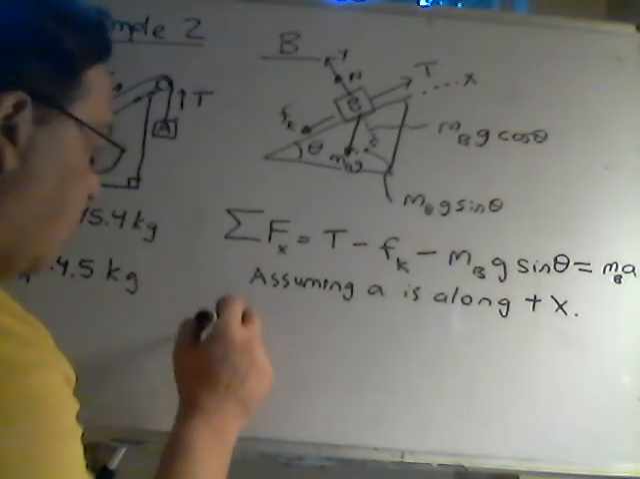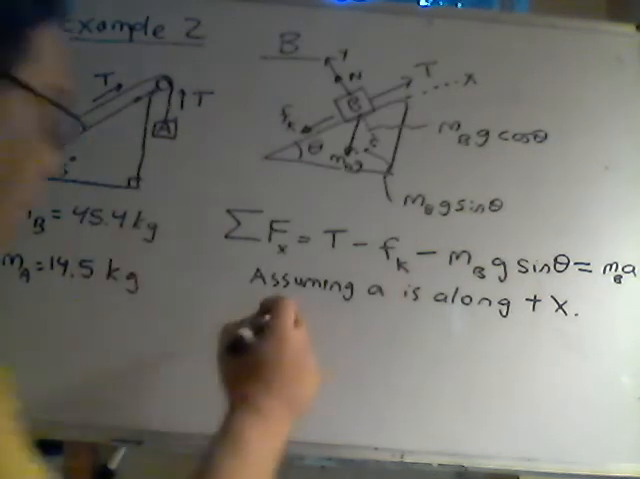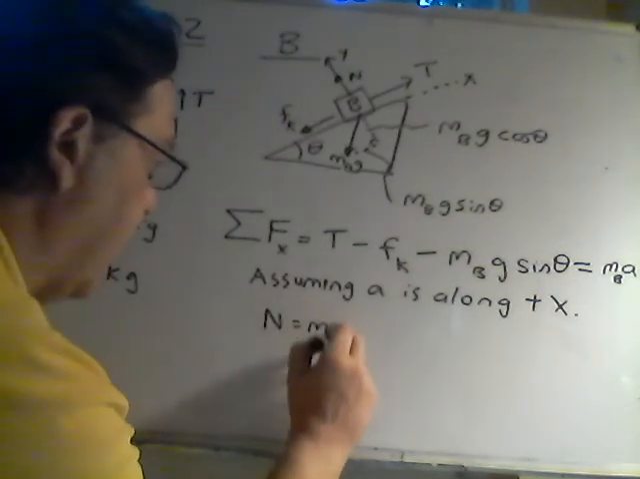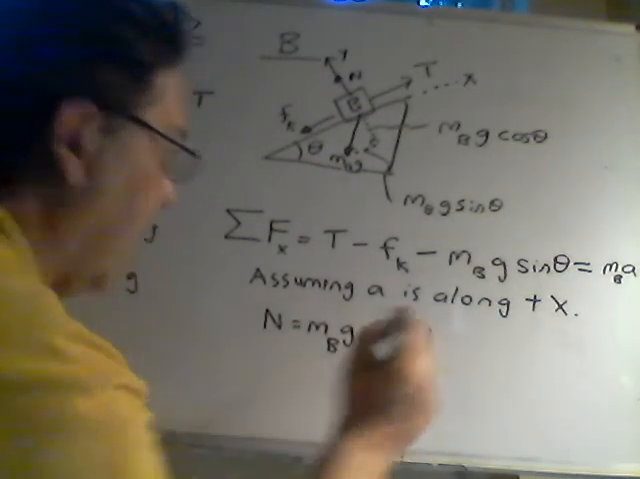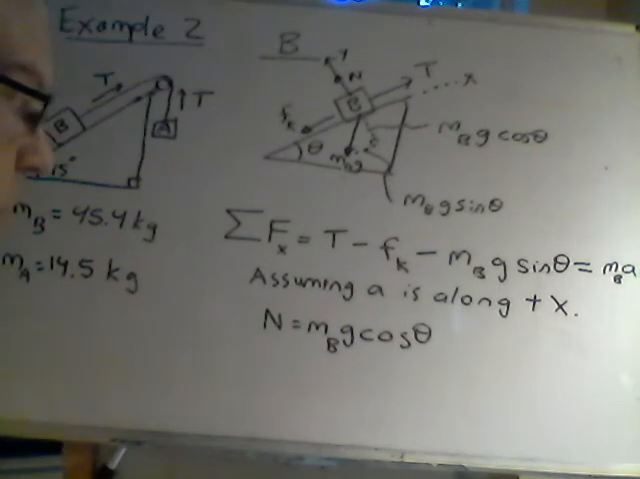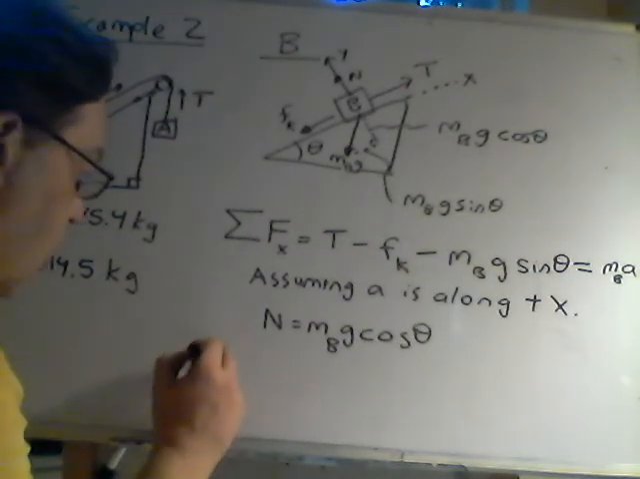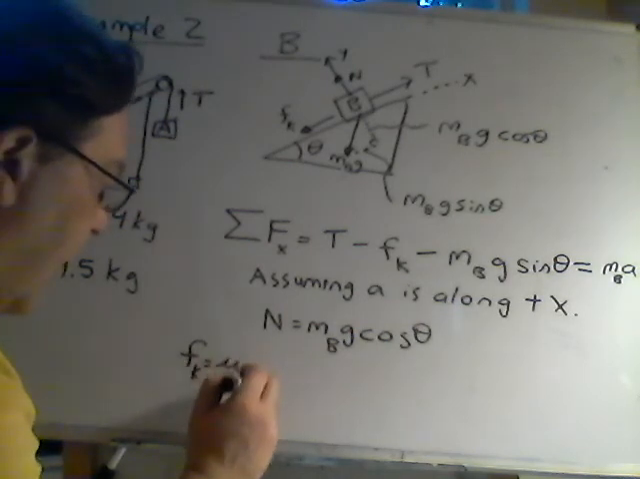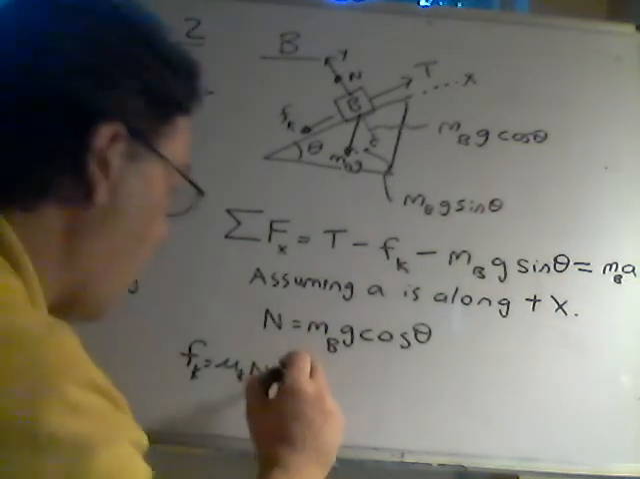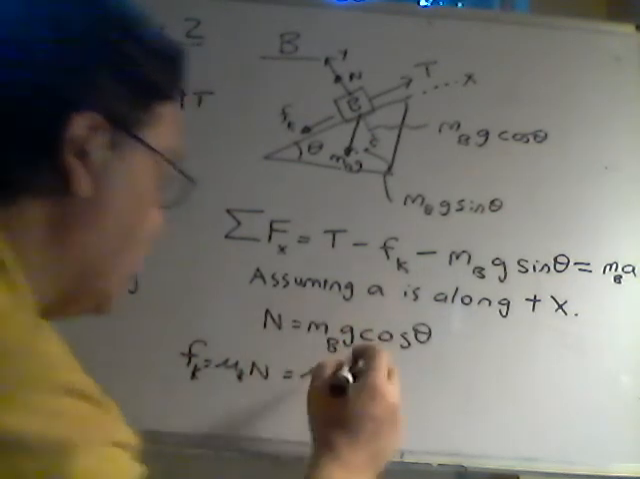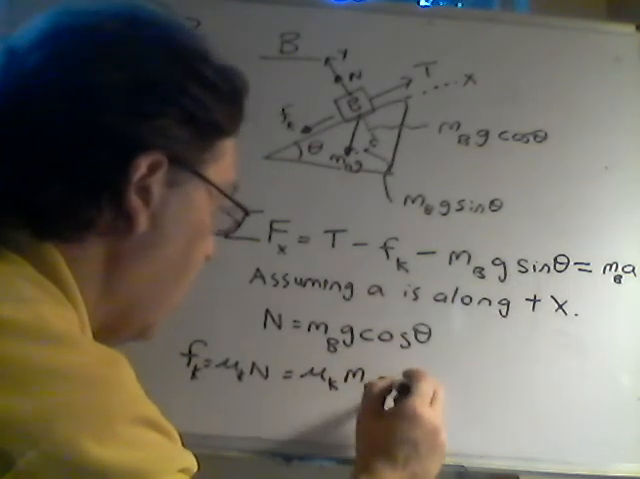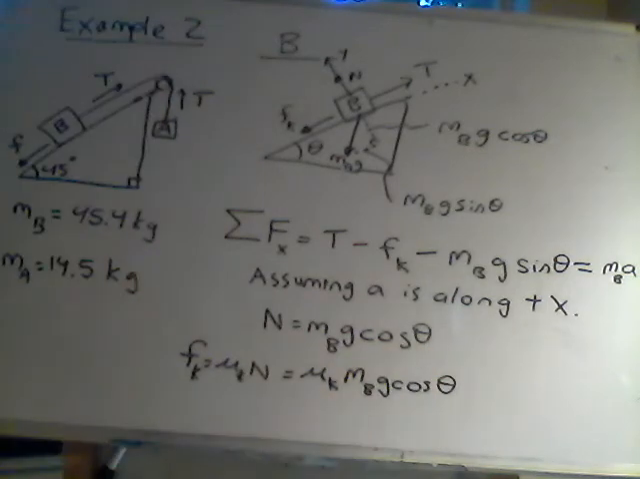My y equation, as usual, is no different. Same old math, inclined plane. I'll just write it down, m sub b g cosine theta. Again, the y equation, I've done it many times. It is the normal force, m sub b g cosine theta, for the inclined plane. Now, again, f sub k is always going to be mu sub k times the normal. What is the normal? It's m sub b g cosine of theta.